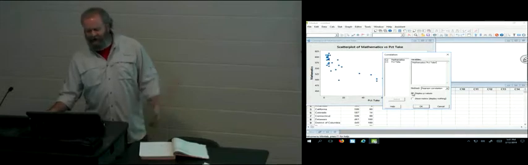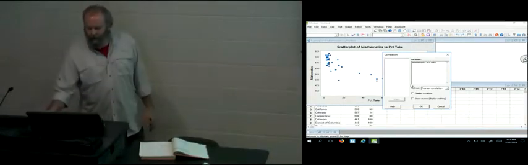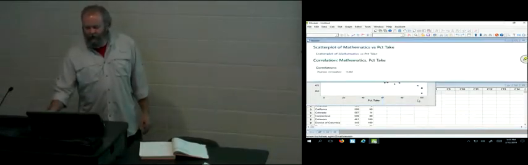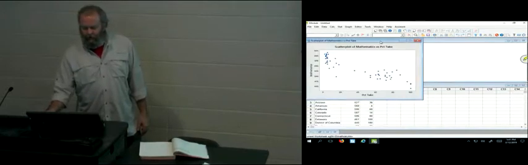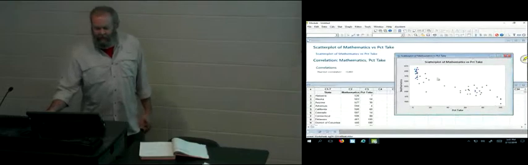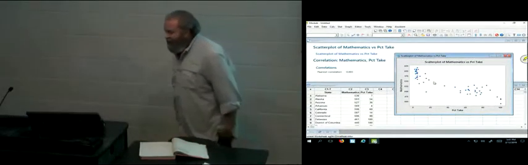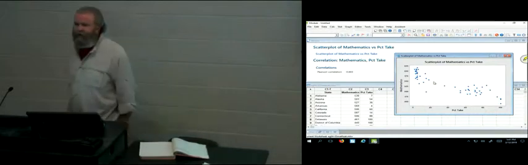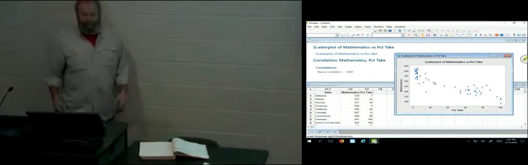And then you see where it says display p-value. I always uncheck that because we don't have anything to do with that. All I want is the number. I'm going to click OK. And then I'm going to make that a little smaller, pull it over. And here it says my Pearson correlation, that's r, is minus 0.893. Why did I leave the scatter plot up with that?